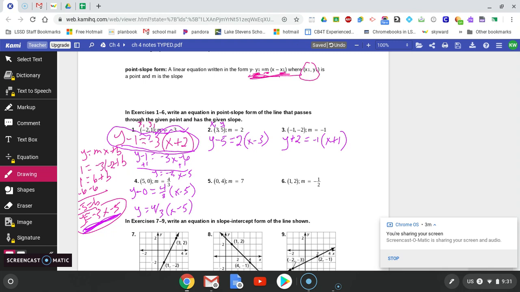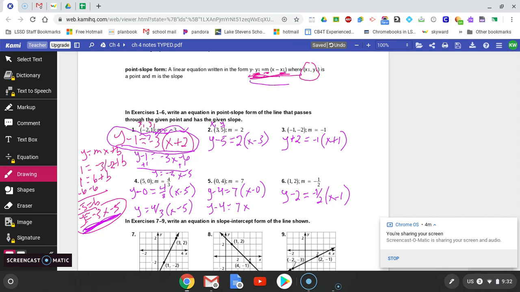For the next one, I can do y minus 4 is equal to 7 times x minus 0. Okay? That's it. I'm done. Again, if I want to write it as just 7x and I don't have the minus 0, that's fine. Either one is okay. And for the last one, I would have y minus 2, that's my y1 value, is equal to my slope of negative 1/2, and then parentheses x minus my x1, which is 1. Done. That's it. That's how you put it in point-slope form.